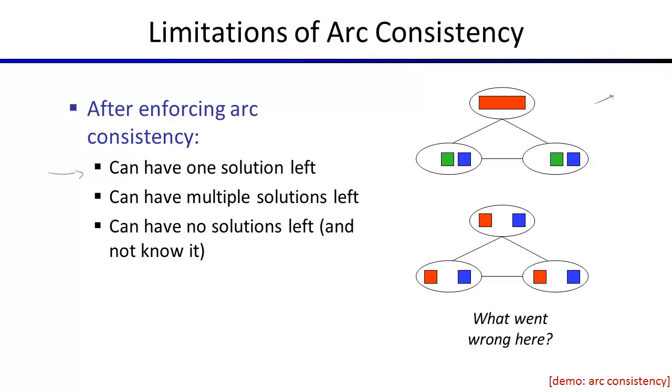Let's say you do the coloring problem and you're left with this over here. When there's more than one value left in your domains, there's no guarantee that anything you pick is going to be a solution. You have to continue your backtracking search. There'd be no solutions left. This could be a case.